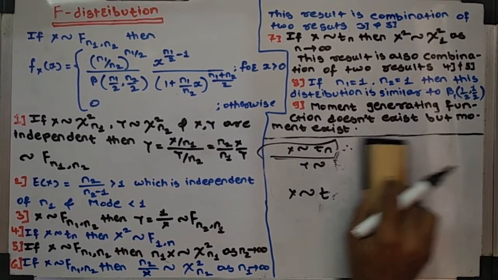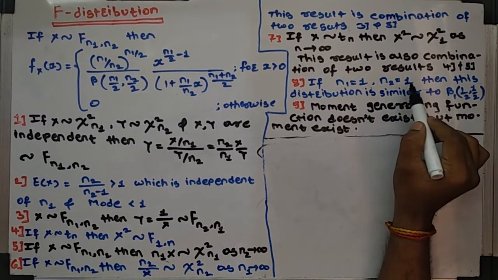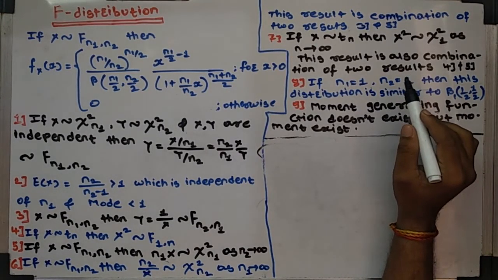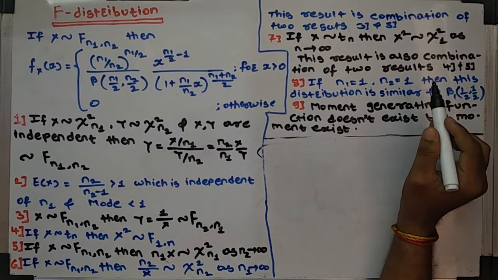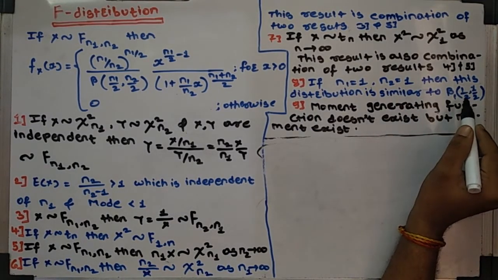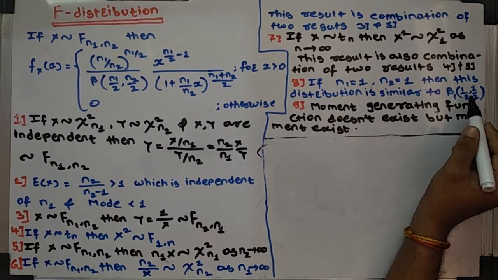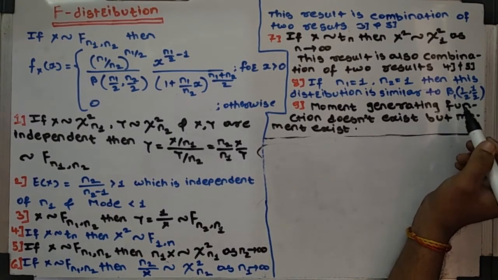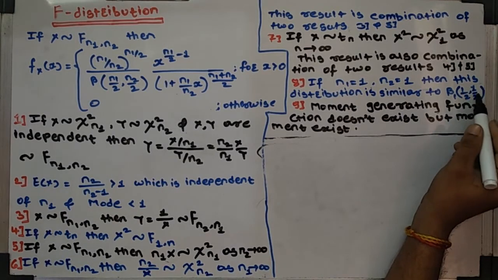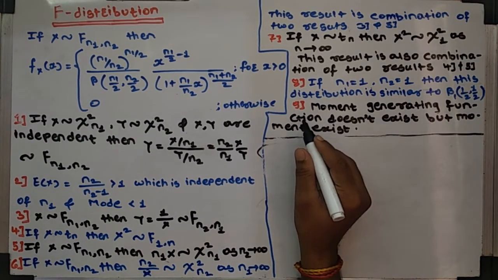Then result number 8 is, if n1 equal to 1 and n2 equal to 1, that is both degrees of freedom n1, n2 are similar and equal to 1, then this distribution is similar to the beta distribution of first kind with parameters 1/2, 1/2. Here it is not called degrees of freedom for the beta distribution, here the parameters are 1/2, 1/2.